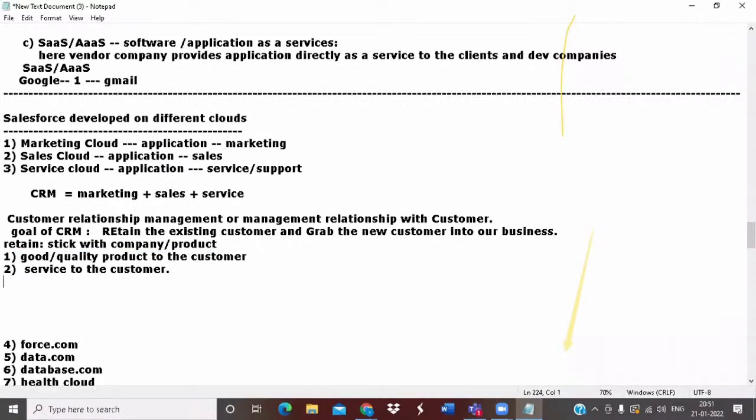For your better understanding, I'm giving a very elaborate example. Just try to understand what I'm speaking here. By this example, you can easily understand the importance of CRM. Understand everyone here? Listen to the class carefully. This example is very important for you.